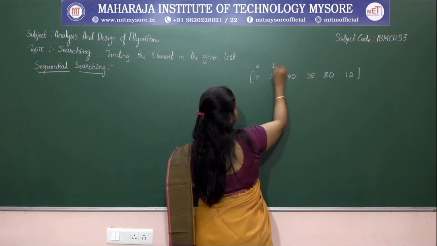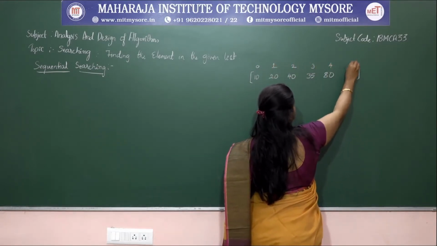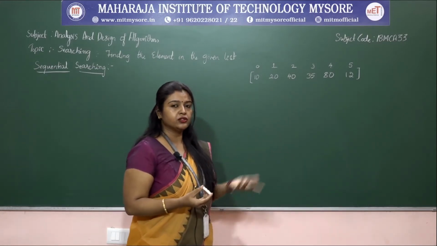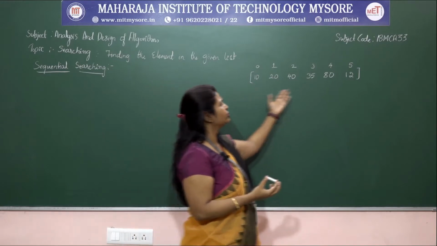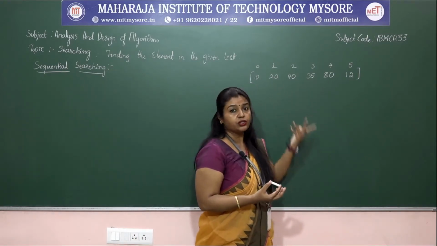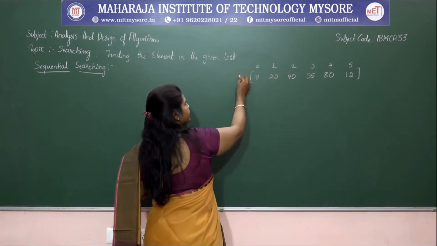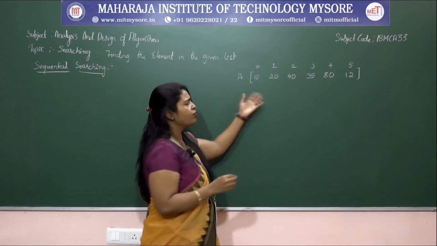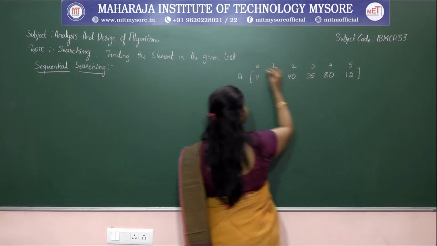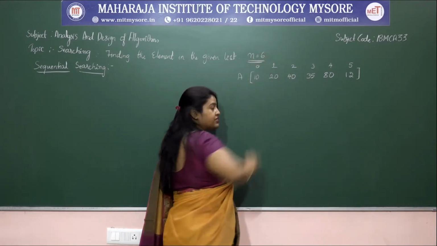If you consider these are the set of elements which are going to be represented using some array, we can say. If you are talking about data structures, definitely we are going to store these elements in an array, right? So let us consider we have an array of how many elements? Starting with 1, 2, 3, 4, 5, 6 elements are there. Therefore, the total number of elements is 6.